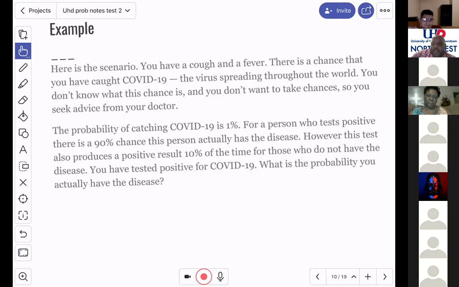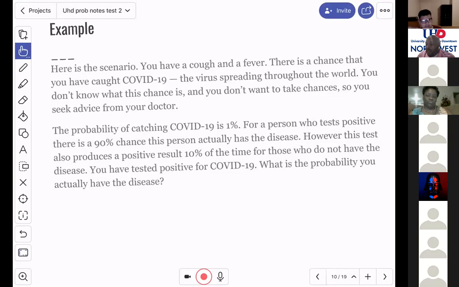So, without getting into anybody's business, if you take a COVID test, depending on what kind of test you take, those tests have false positive and false negative rates, right? And some of them are actually pretty high. So here's what happens. You take a test and it comes back positive. Does that really mean you have the disease?